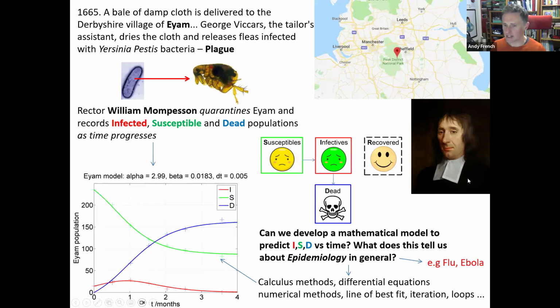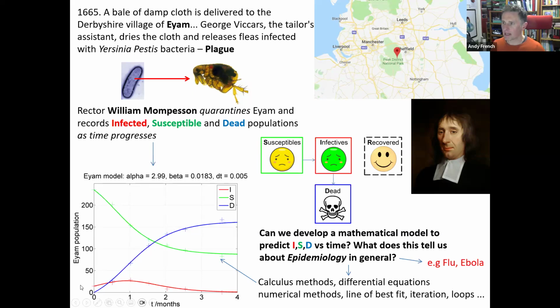So the idea is from William Mompesson's data, we can plot this on a graph. That's kind of our tool, isn't it? We've got some observations in numerics. The first thing you want to do is draw a diagram and plot a graph to use our visual cues. Okay, so I've got infectives, which is the red curve. I've got the dead, which is the blue curve, and I've got my susceptibles, which is the green curve here. And remember, the blue one is cumulative.